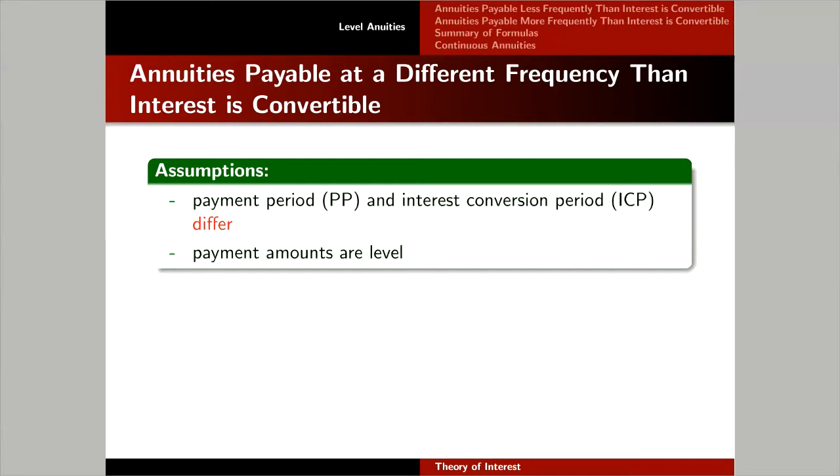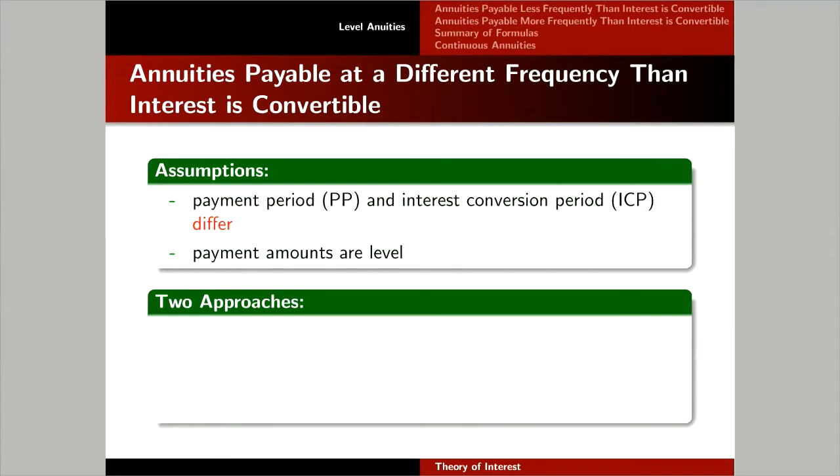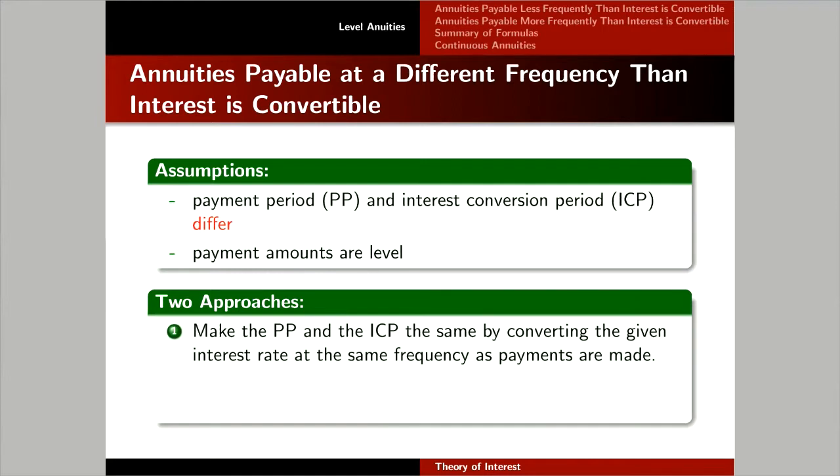So pare-pareho pa rin ang amount of payments for a certain period of time. So how do we solve this kind of problem? How do we solve annuities payable at a different frequency than interest is convertible? So actually, we have two approaches or two methods. The first method is you make the payment period and the interest conversion period the same. How? You convert the given interest rate to the same frequency as the payments are made.